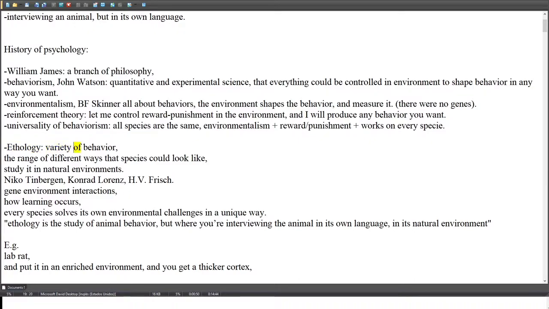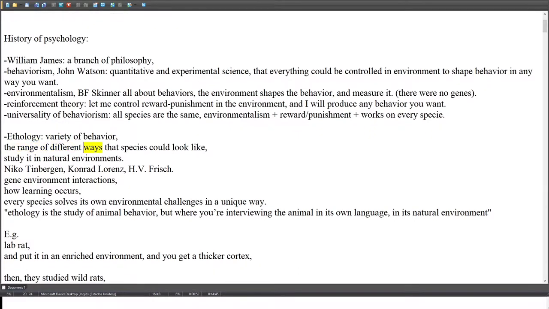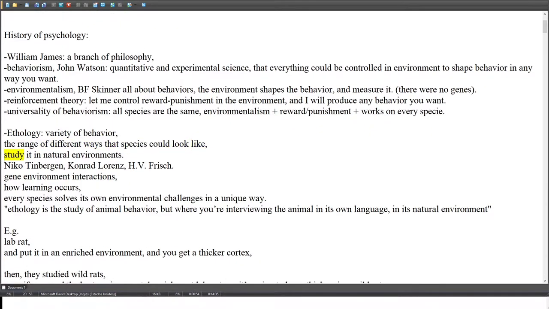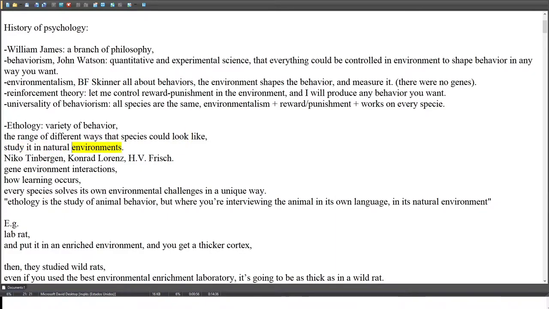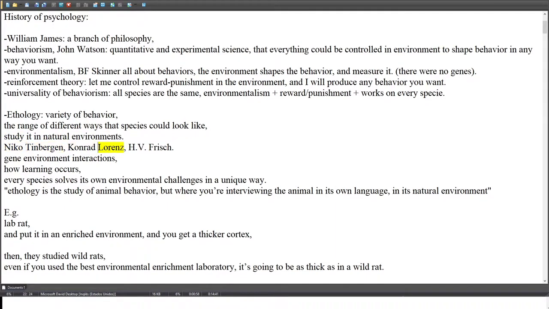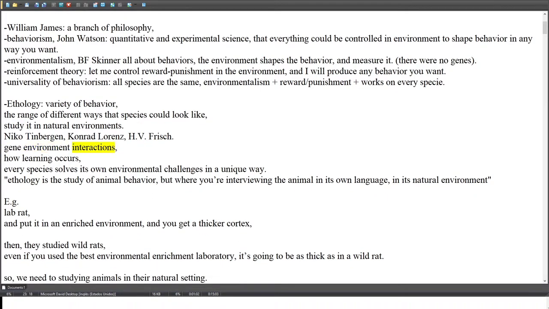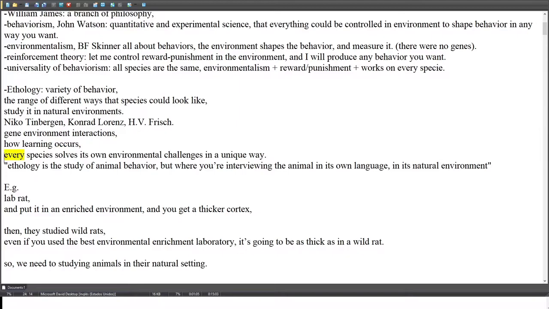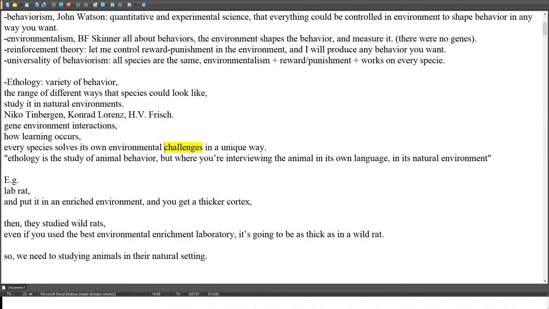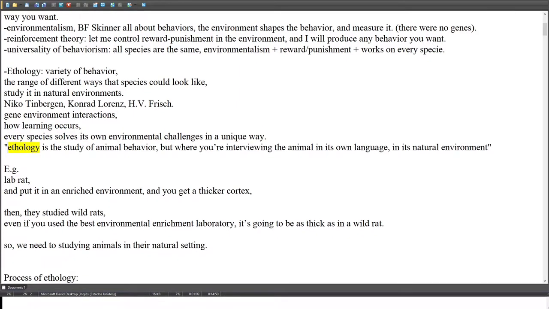Ethology: the variety of behavior, the range of different ways that species could look. Study it in natural environments. Niko Tinbergen, Konrad Lorenz, K. von Frisch. Gene-environment interactions, how learning occurs. Every species solves its own environmental challenges in a unique way. Ethology is the study of animal behavior, where you're interviewing the animal in its own language, in its natural environment.